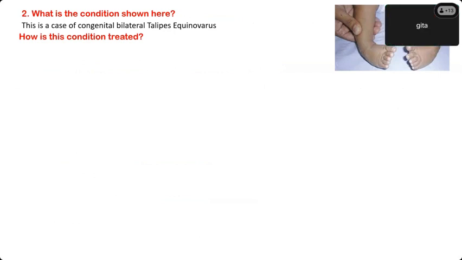Tenotomy and tendon transfer. Tendon transfer is not the word. It is soft tissue release. Tendon lengthening can be done, TA lengthening. It is not just tenotomy. TA lengthening procedure can be done, or you can do soft tissue release. Okay, these are the two surgical procedures that are done.